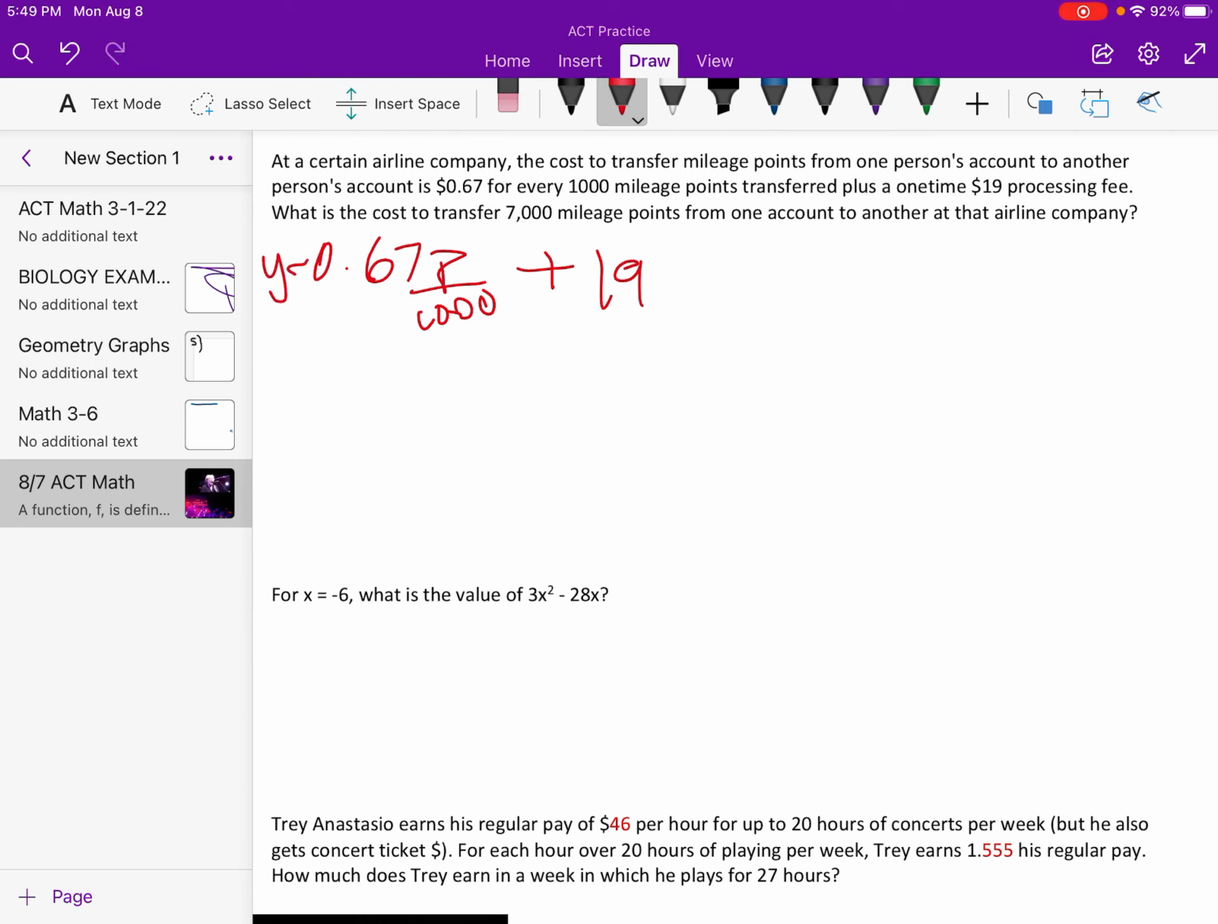What is the cost to transfer 7,000? So this is really an equation, and really P is just x. But since we already know the total, which is 7,000, that's what we're going to plug in. We're trying to find P. So to make this simpler, we can just do 0.67 divided by 1,000, which is, well, that didn't really make things simpler because we got a scientific notation thing. So let's just keep it as that for now.